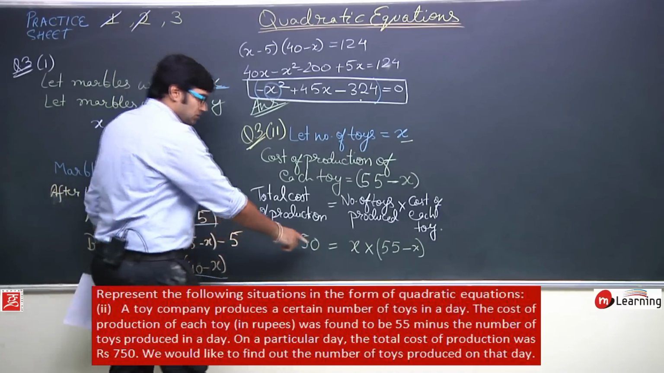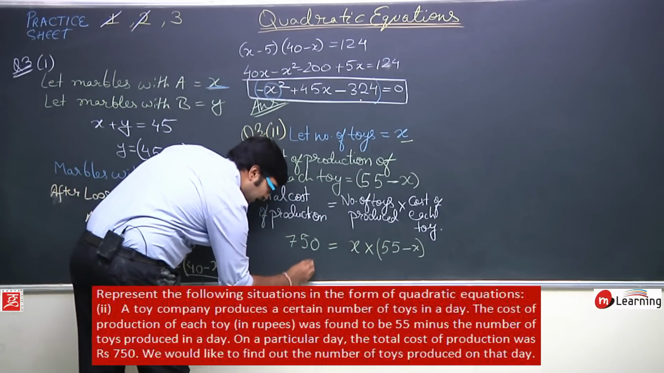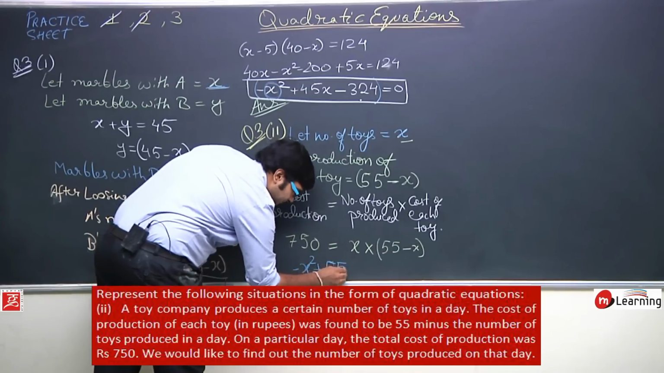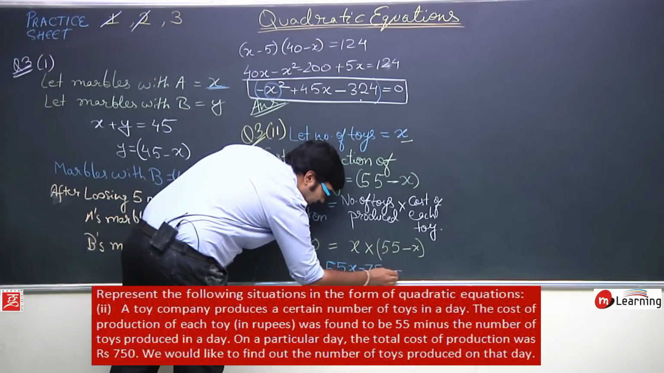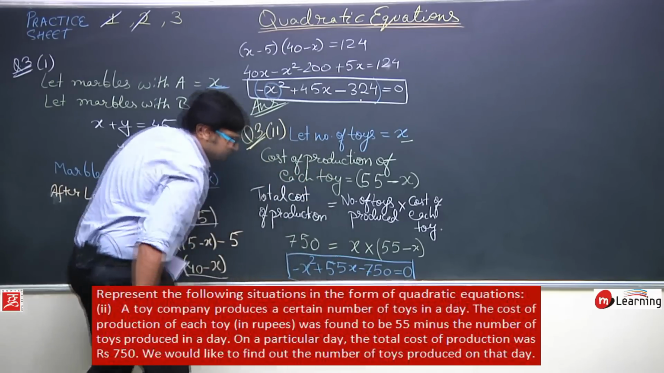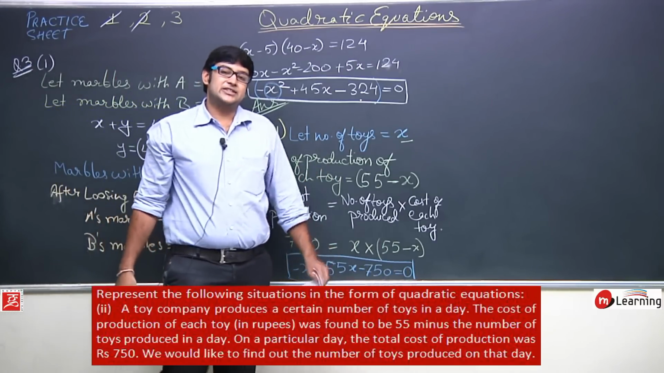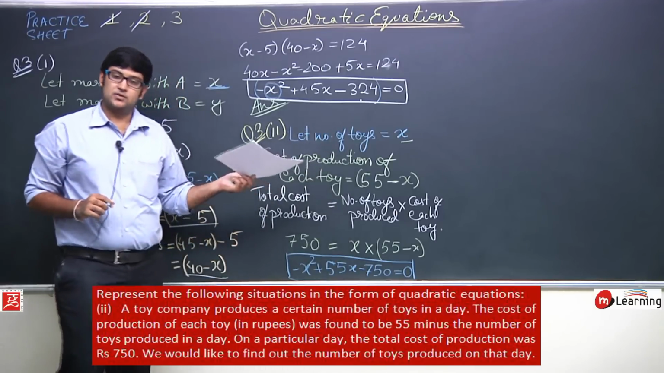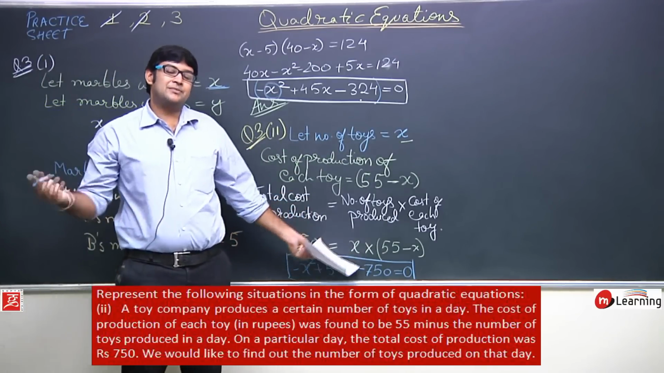Okay. So by simplifying this, you will get minus X square plus 55 X minus 750 is equal to 0. This is the quadratic equation. This is the mathematical representation of the given situation. So in this manner we have framed this problem mathematically.